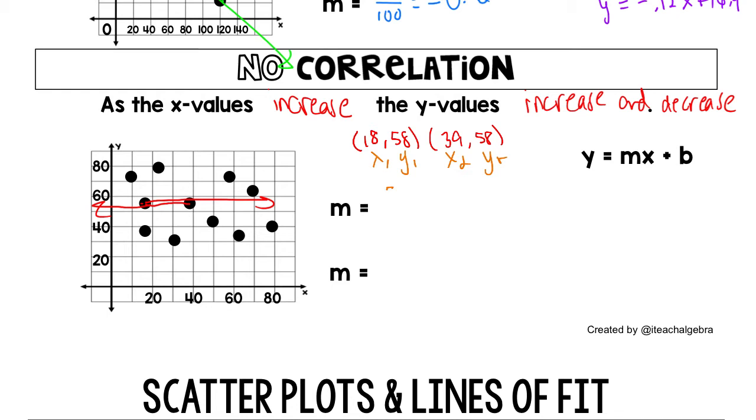So our slope is 58 minus 58 over 39 minus 18. So that is 0 over 21. 0 over anything is 0. So we want to know the equation of our line. So let's use the point slope form. Looks like that. We've got y minus 58 equals 0 times x minus 18.